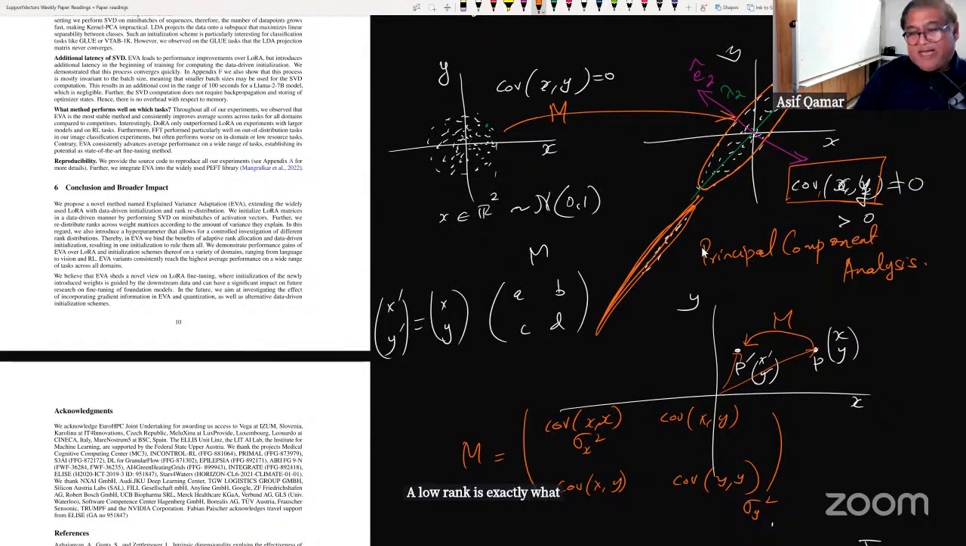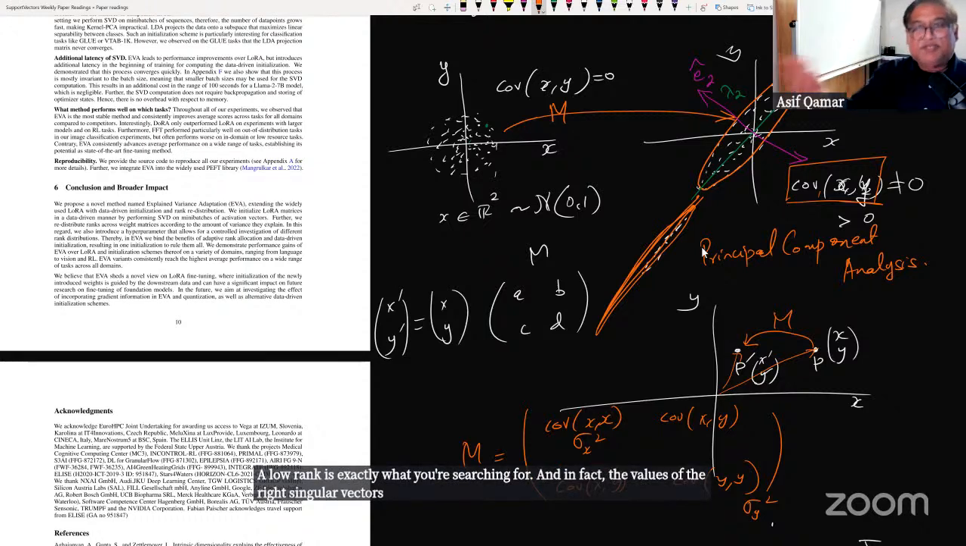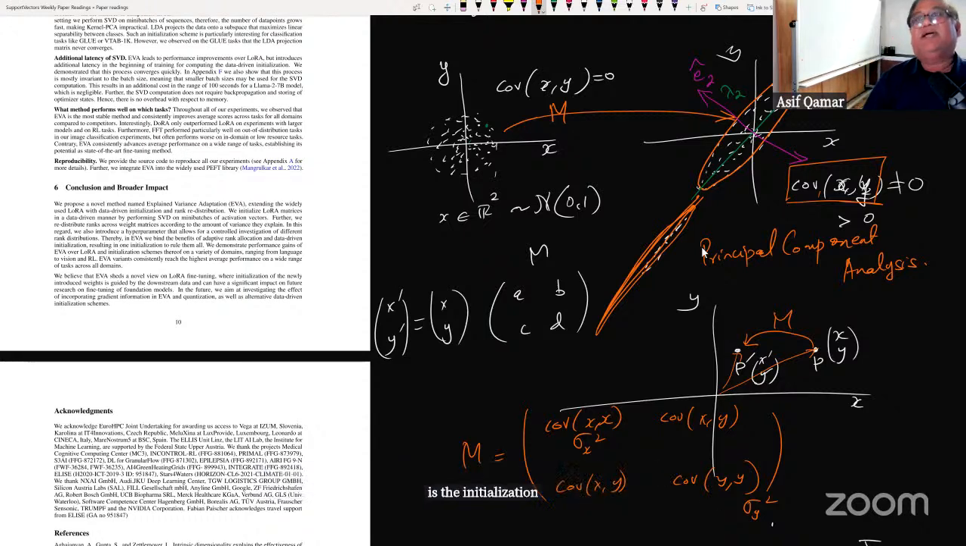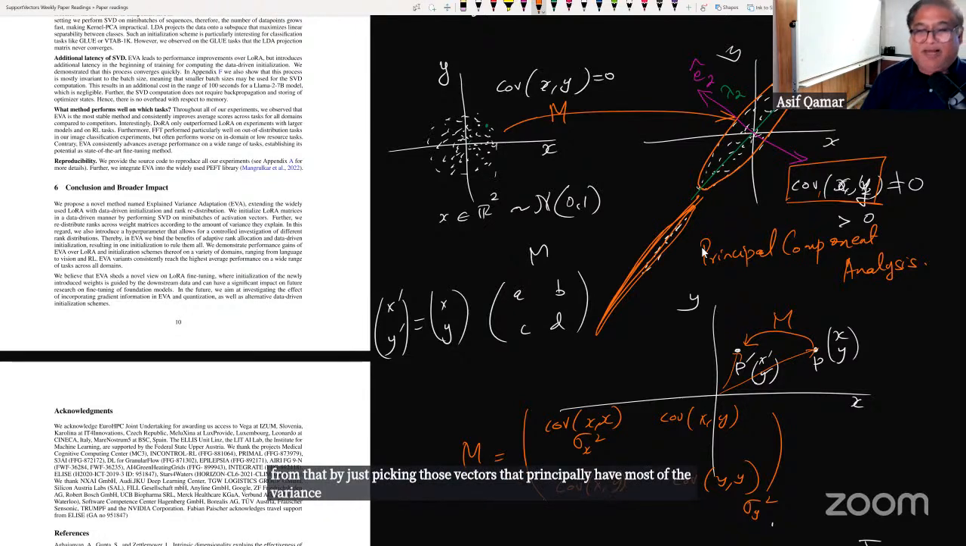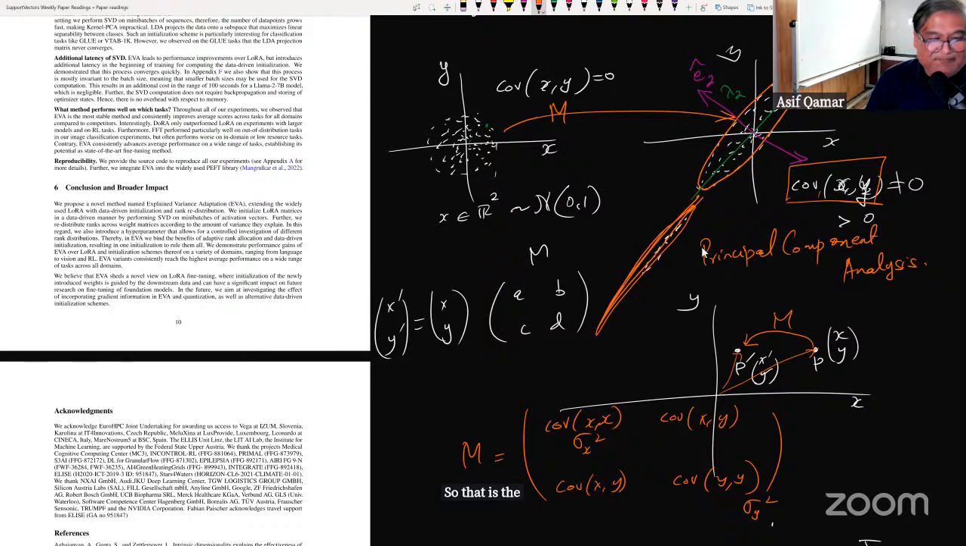And in fact, the values of the right singular vectors is the initialization of your A matrix, and the rank automatically came out from that by just picking those vectors that principally have most of the variance. Right? So that is the mathematics behind this paper.